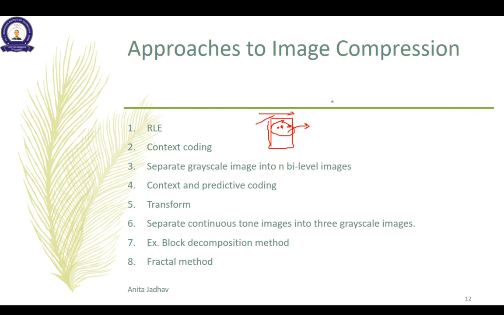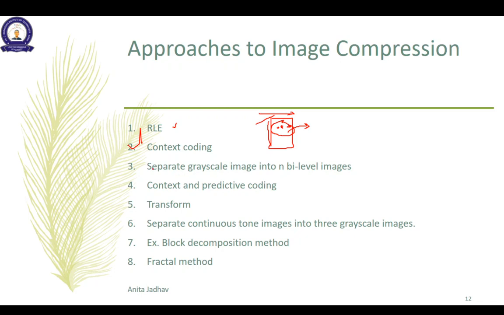So this can also be used for bi-level images, and it can also be used for grayscale images, because these are the images where you can find the context more easily. So we have finished with RLE, and we have finished with context coding. Okay, now let's go for the separate level approach.